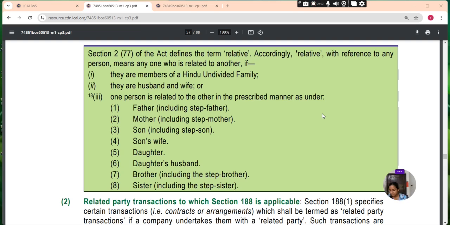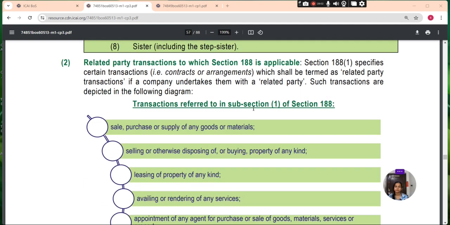After that, the transactions which are referred to in subsection 1 of Section 188. If there is a sale, a purchase, or supply of any goods or material, selling or otherwise disposing of or buying property of any kind, leasing of property, if we are leasing any property, availing or rendering of any service, appointment of any agent for the purchase or sale of goods, material, service, property from such related parties, appointment to any office or place of profit in the company, subsidiary company, associate company, underwriting the subscription of any security or derivative thereof of the company.